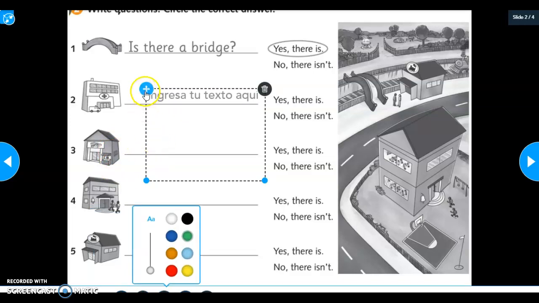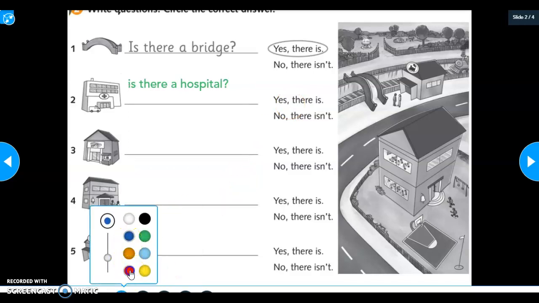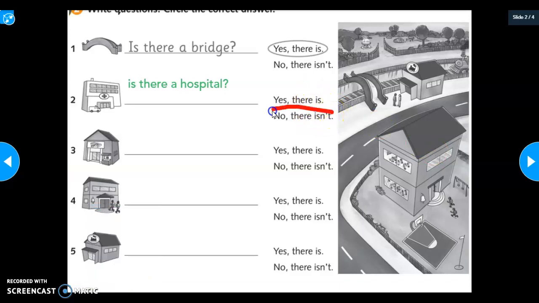What's the question here? ¿Cómo sería la pregunta acá? Anyone knows? Is there a... What's this? ¿Qué es esto? This is a hospital. Is there a hospital? And the sign for a question. And the answer, yes or no? Is there a hospital? Can you see any hospitals here? I see a station, I see the park, I see a bridge, a school. I don't see any hospital, so no, there isn't. And so on and so forth.